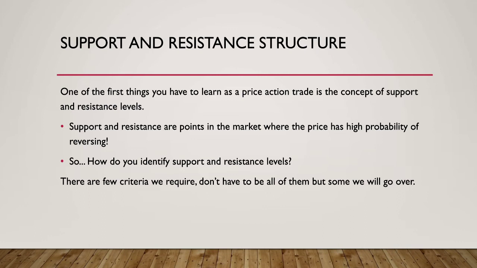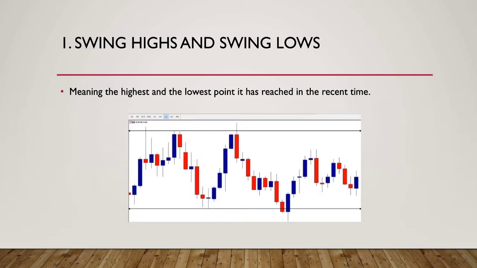So how do you identify those support and resistance levels? There are a few criteria we require. It doesn't have to be all of them, but the more the better, right? So we can start off with the swing highs and swing lows, meaning the highest and the lowest point it has reached in a recent time.